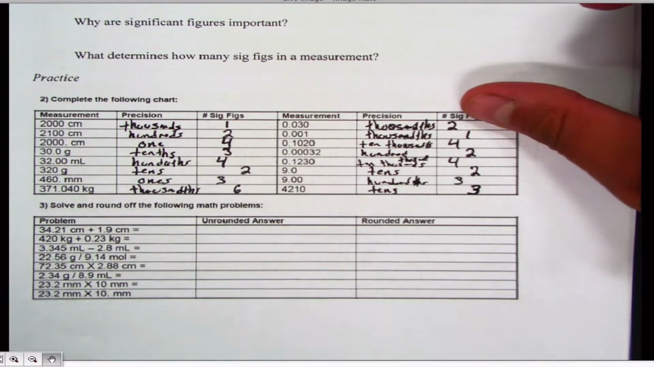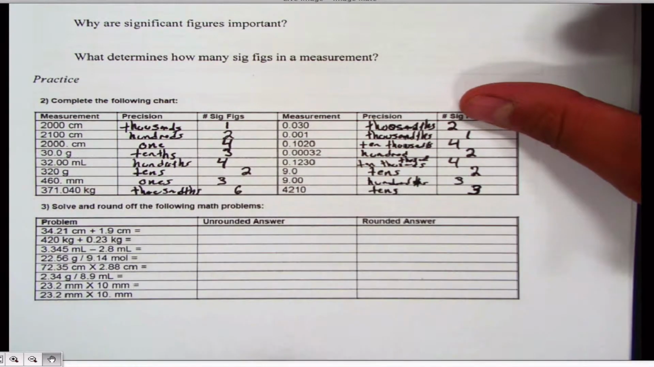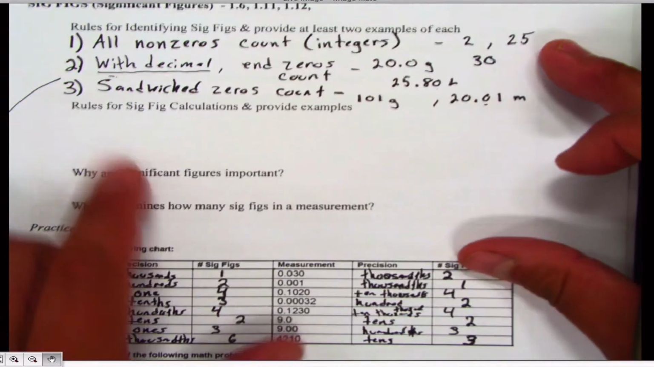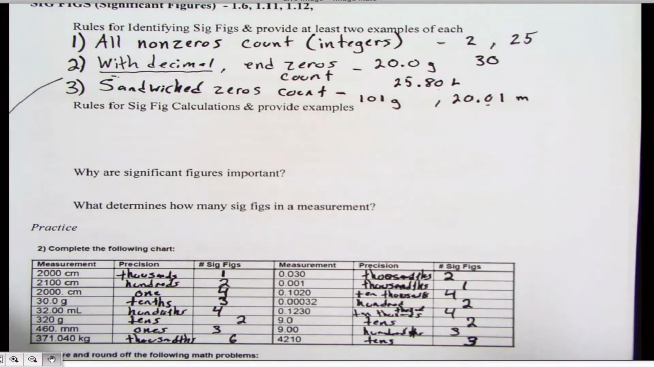Overview. So let's talk about when these numbers are in calculations. Let's talk about how that works. So, rules for calculating with significant figures. Here's how it works out.